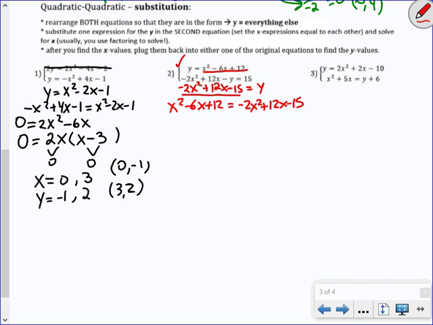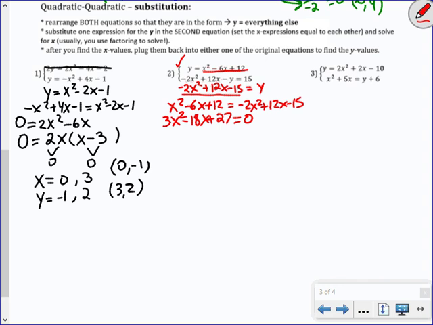Make one side 0, that means everything else has to go to the other side. So I'm going to add everything over to this side this time to get the x positive. I'm going to add the 2x, that makes this 3x squared. I'm going to subtract the 12, that makes this negative 18x. I'm going to add the 15, that makes this 27. Does everybody still agree? Are you tracking?